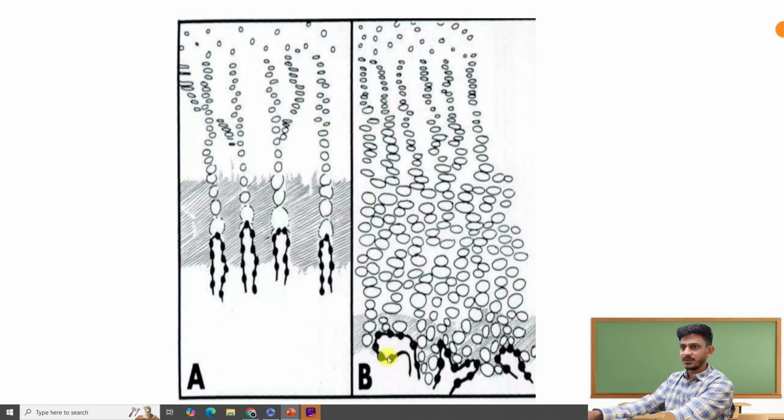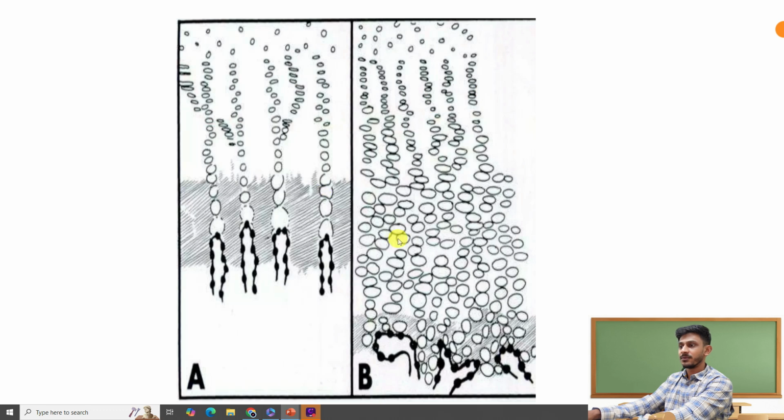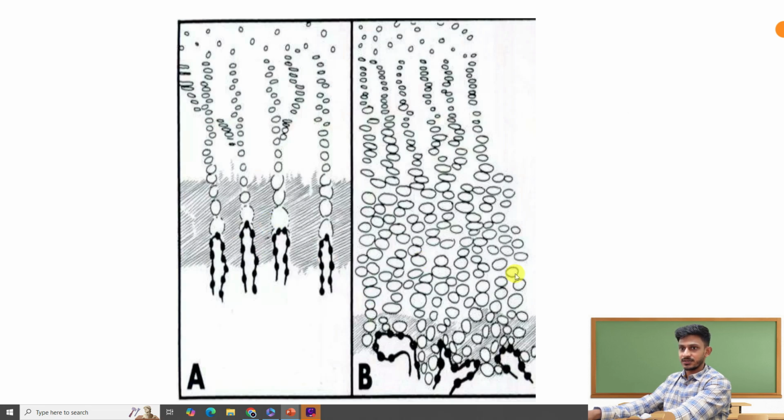You can see these are the blood vessels in black dots, the black beaded lines invading, and you can see these are invading nicely. Here you can see the blood vessels are unable to invade because of the haphazard and non-columnar arrangement of the cells. So the excessive growth of cartilage cells not only makes the plate taller, you can see the plate is much taller. Also, the plate will be much wider because the cells are not only arranged like this, but the excessive number of cells also tend to expand the growth plate. Okay. So instead of this arrangement, we get this arrangement.